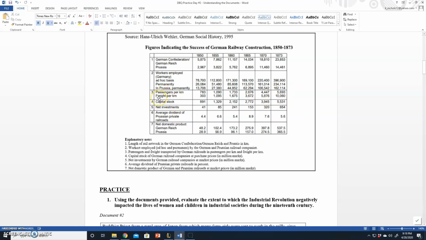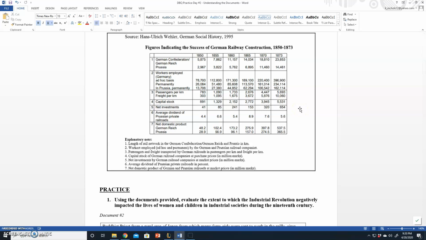Passengers and freight. You use trains for a couple of different things. Number one, transporting people, whether they're tourists or otherwise. And then freight is simply a train transporting trade goods. So what is the German railway construction doing? It's increasing freight transportation. Yes, it's increasing people transportation. But notice right here, it went from 5 to 10. Well, you can move more trade goods when you've got more railroads.